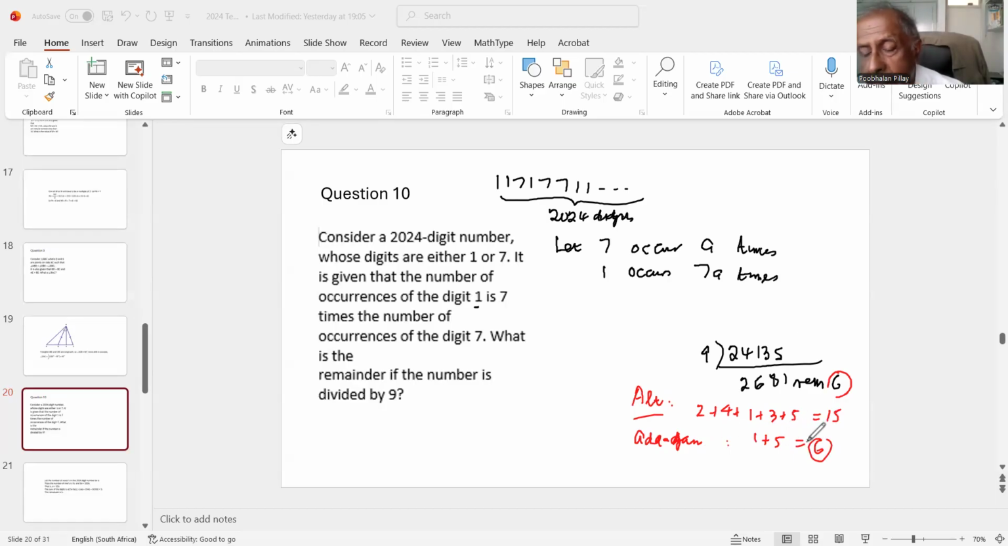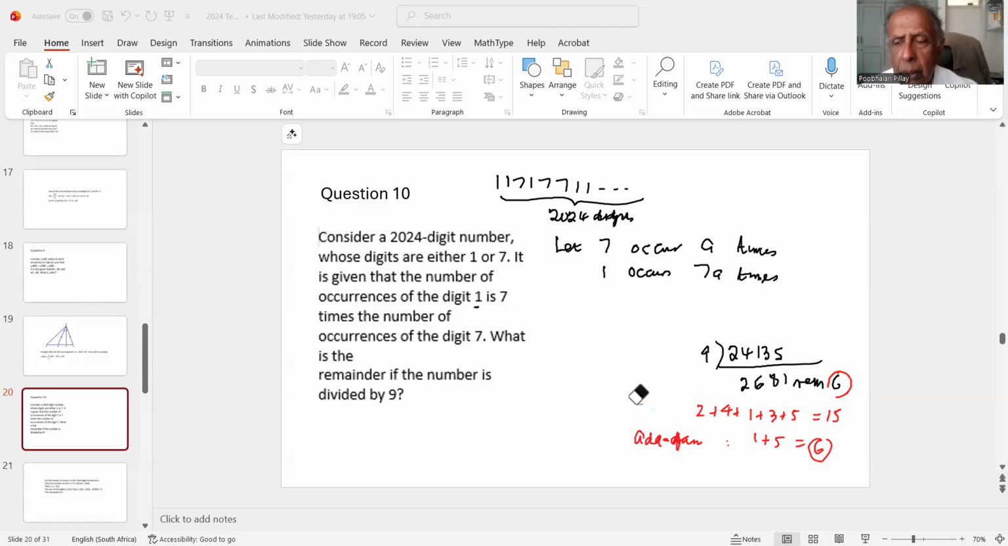You keep adding until you come down to a number which is a single digit. And that will be the answer. Okay, so this is a very useful thing. So all I have to do to find the remainder is to add all these digits. So let's do that.